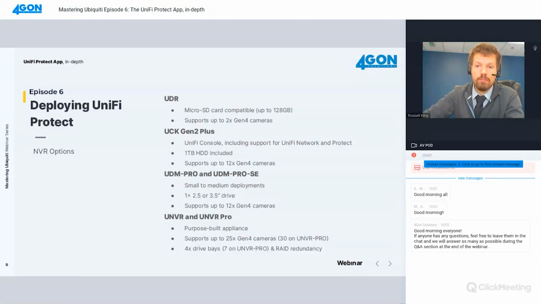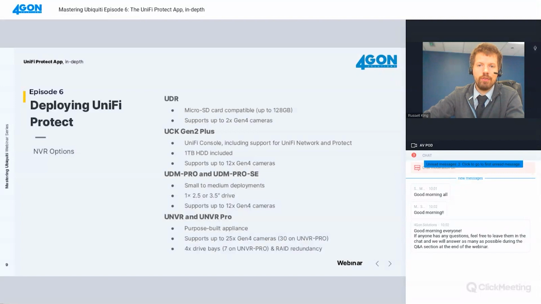Starting with the UniFi Dream Router, it includes support for a couple of Gen 4 cameras, so it's only very small scale, as well as UniFi Network for SOHO and consumer deployments. You can add a micro SD. It has to have a minimum capacity of 128 gigabytes for storage of footage. And note that you can buy third-party endurance SD cards for this use case.